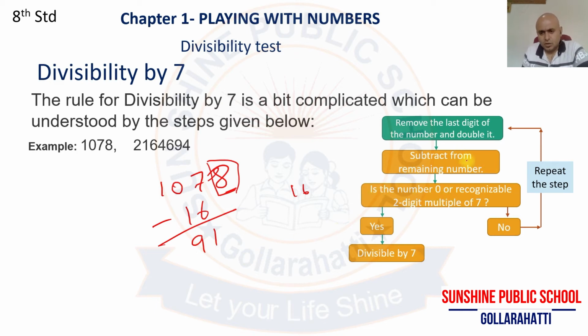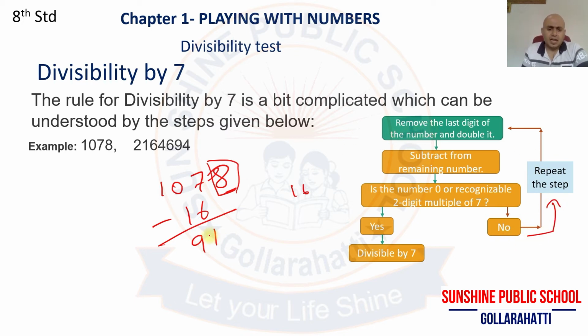After subtracting, is the number 0? No, it is not 0. Or is it a recognizable 2-digit multiple of 7? We should be able to tell whether it is divisible by 7 or not. I can't understand. If yes, it is divisible by 7. If no, then repeat the same steps, go back up and repeat.